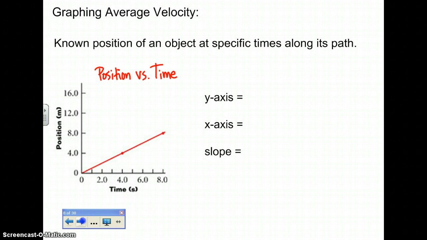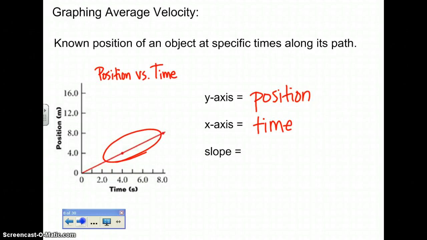Now, follow along with me here. This should be review. Which variable is on your y-axis? Say it out loud right now. Which variable is on your y-axis? Position. Which variable is on your x-axis? Check the graph out. Which one's on the x-axis? Time.